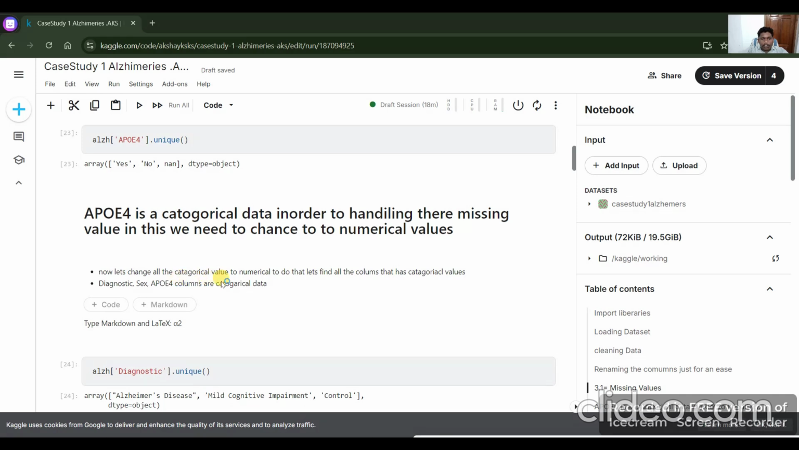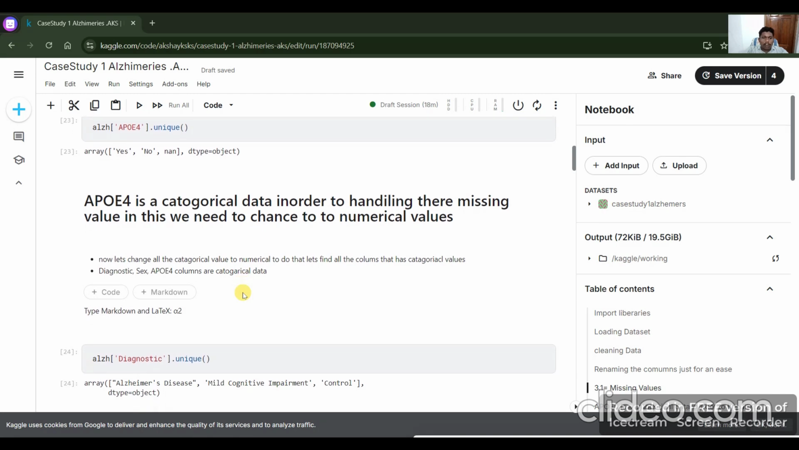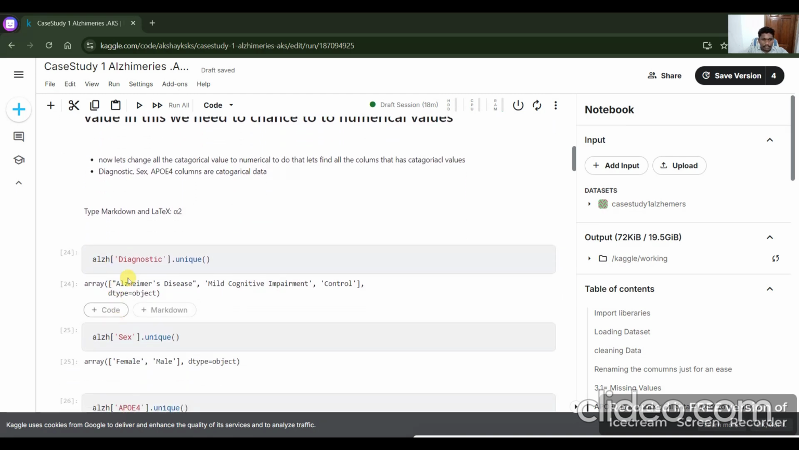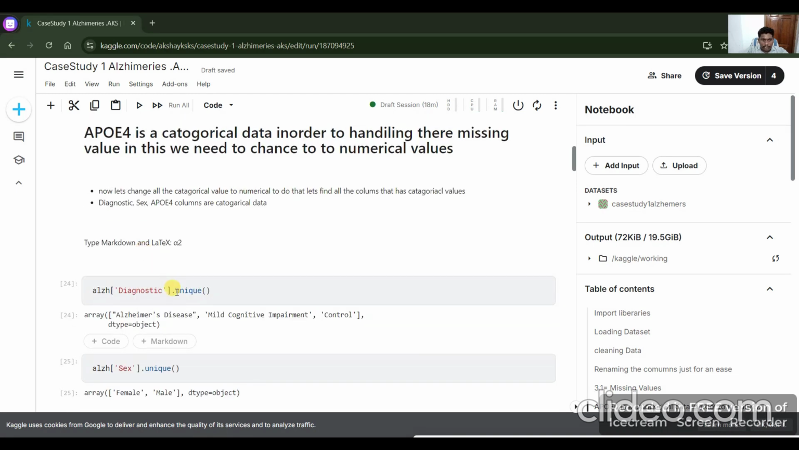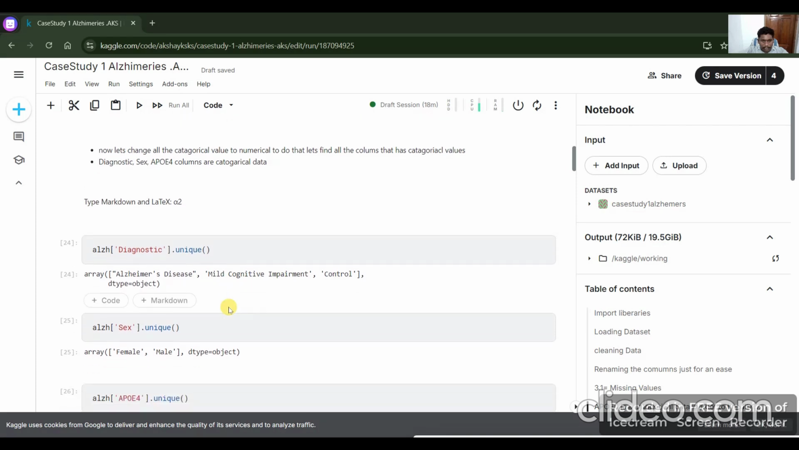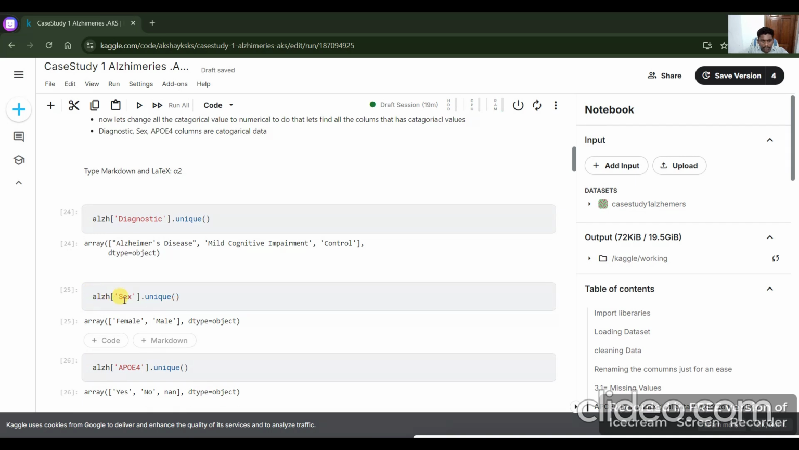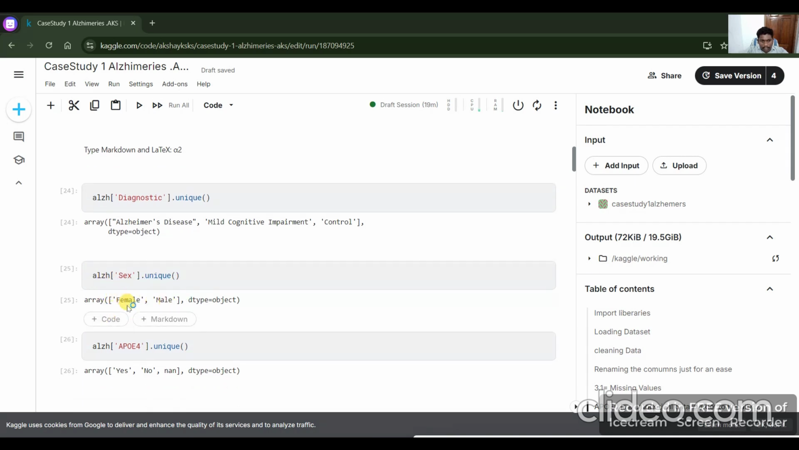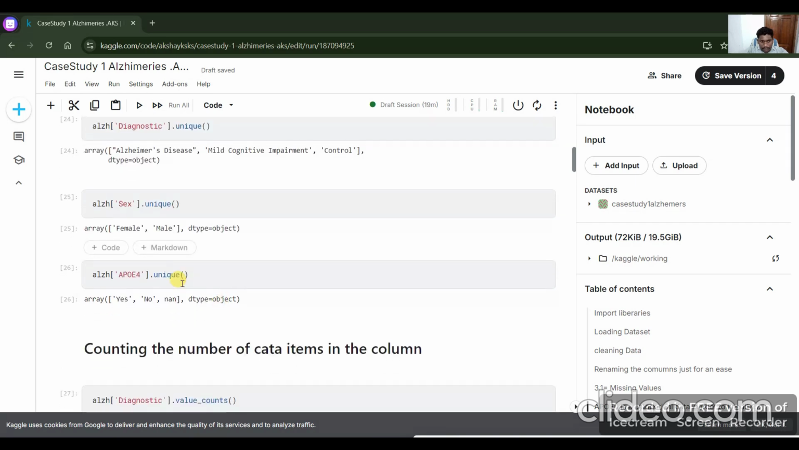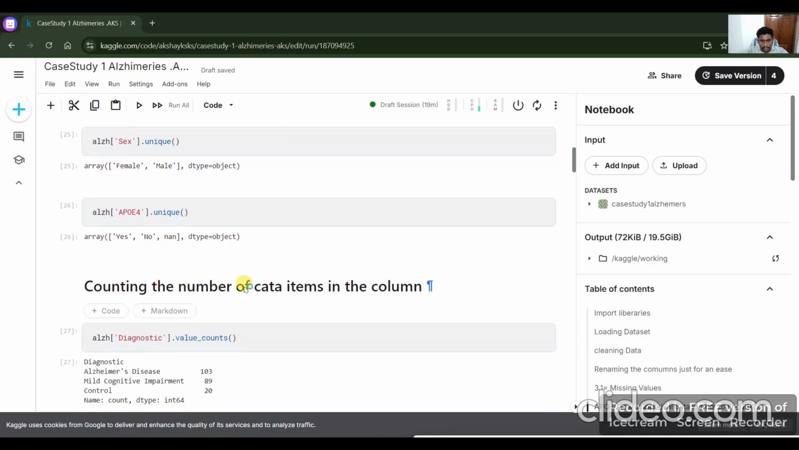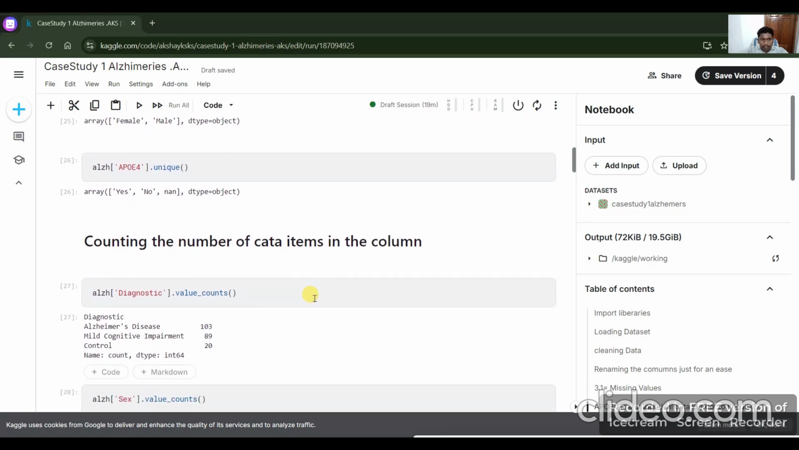And now let's change all categorical values to numerical. To do that, the columns that have categorical values: diagnostic, sex, APOE4 columns are category data. Diagnostics unique: we find Alzheimer's disease, mild cognitive impairment, control, data type object. Sex unique: female, male, data type is object. APOE4 unique, data type is object, counting the number of data items in the column.